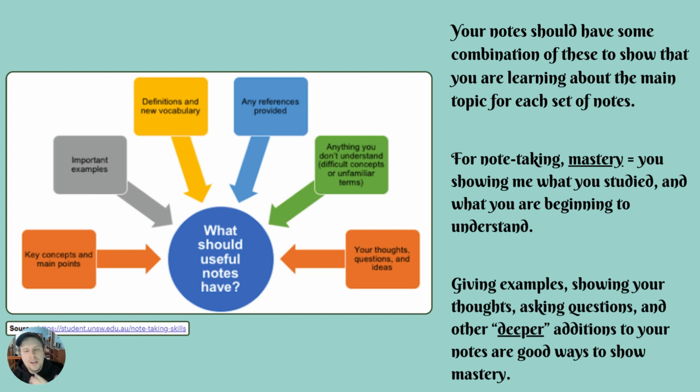Giving examples, showing your thoughts, asking questions, and other deeper additions to your notes are good ways to show mastery. You're showing me that you didn't just write things down, not really paying attention, drifting off into space, that you thought about it while you were doing it, you process that information, and that you're beginning to take it in.